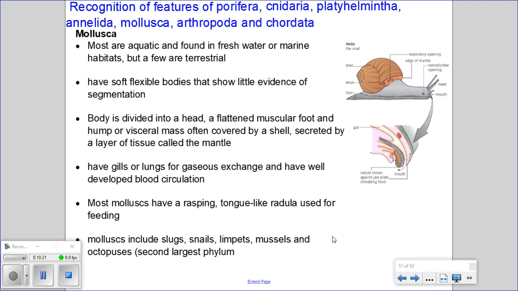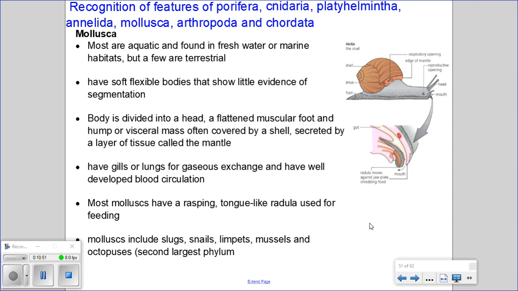Main features of the mollusca include that most are aquatic and found in freshwater or marine habitats, but a few are terrestrial. Mollusca have soft, flexible bodies that show little evidence of segmentation. The body is divided into a head, a flattened muscular foot, and a hump or visceral mass often covered by a shell. So here's the visceral mass covered by that shell.